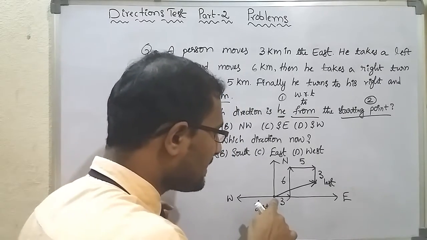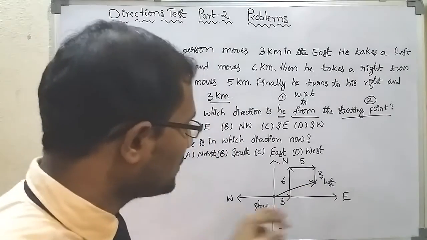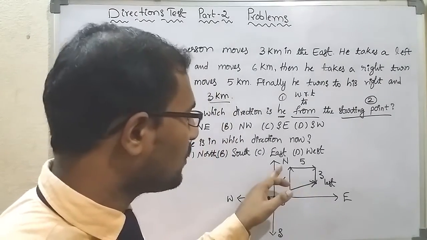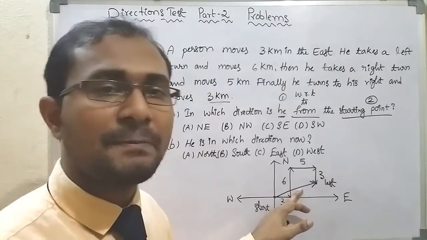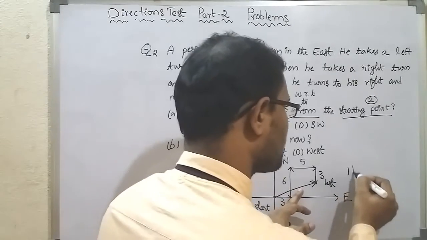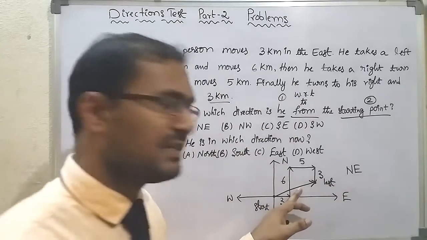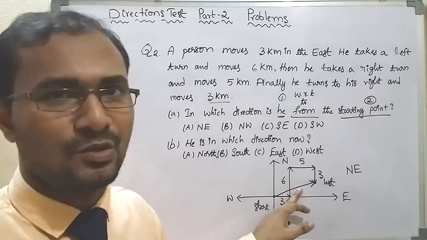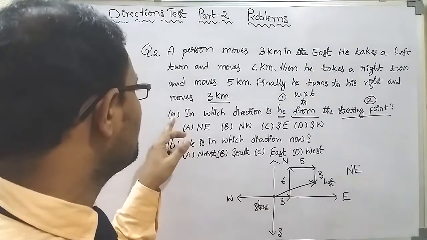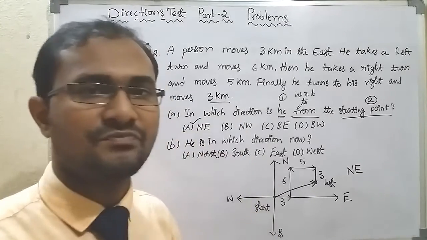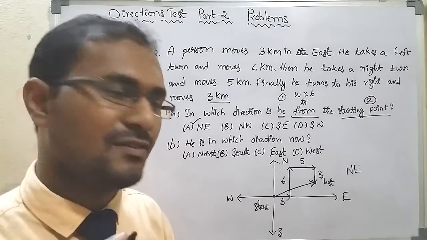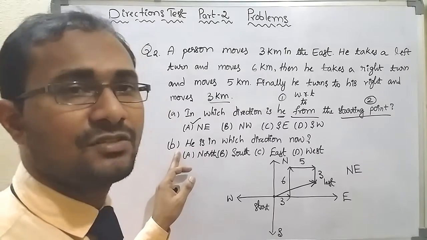Now see guys, this line is indicating, as this line is in between north and east, this line must be representing northeast. Yes, this middle line is going to be representing northeast. So that is why answer for part A is northeast. Now let us see part B question.